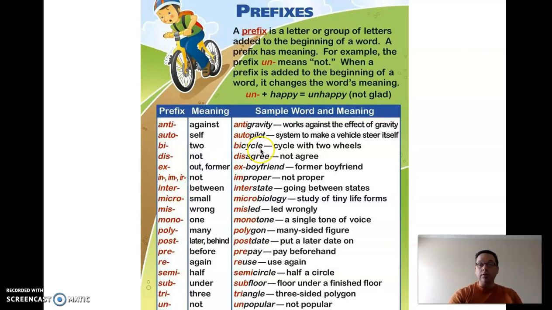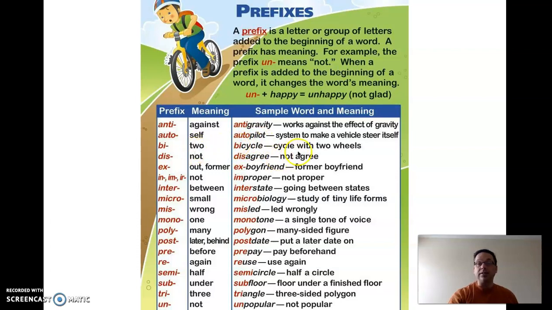We know the root word. Cycle is what we would say. Notice the pronunciation changes by adding the prefix. So bicycle, and we would often say just cycle, right? So a bike, right? A bike. Bi means two.